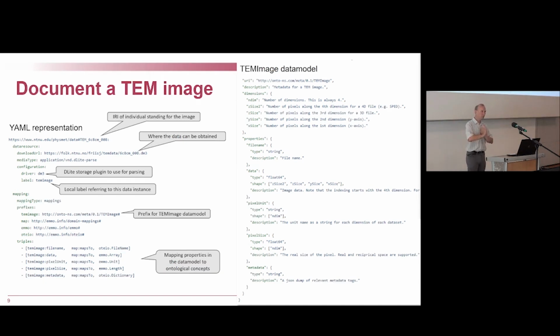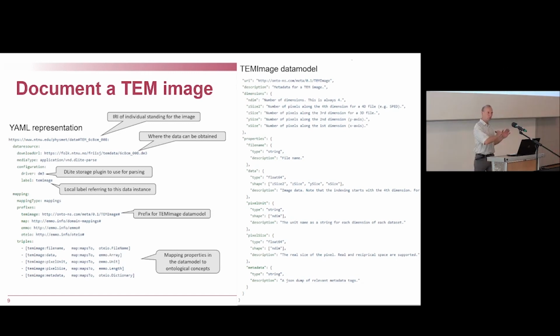So we have these data models. It would be nice also to represent them in the ontology. Right now they live outside, but what we have inside the knowledge base is this YAML representation that you see to the left, that documents, in this case, a single TEM image. So it's rather minimalistic, but still semantic enough that we really can use it.